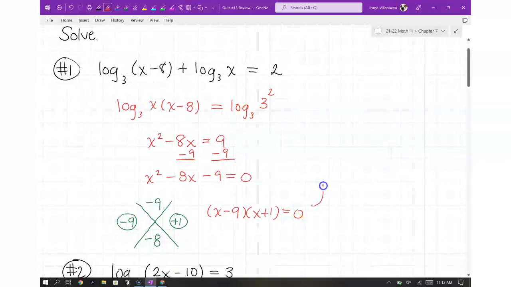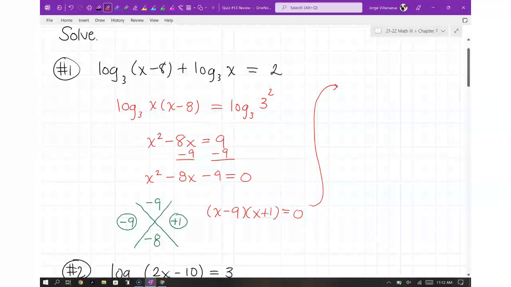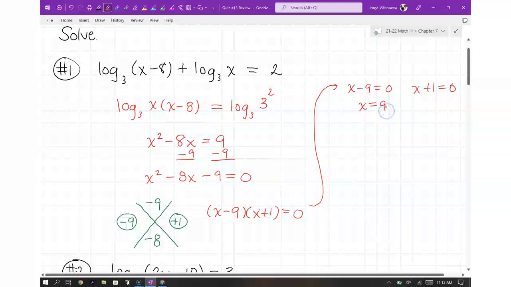Okay, so we're going to kind of come back up here. If you look at all the other notes that we did, we always tend to do that, right? After we factored, we always kind of drew an arrow and started working to the side. So here you go. x minus 9 equals 0. x plus 1 equals 0. So I'm going to add 9 to both sides on the first one. So I'm going to get x equal to 9. And on the other one, if I subtract 1 on both sides, I get x equals negative 1.